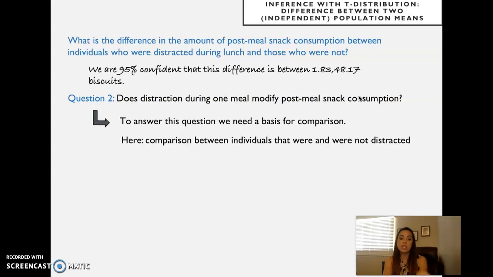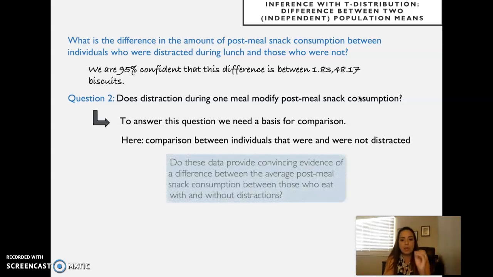Here, the comparison is between individuals that were and were not distracted, better than comparing to the recommended snacking portion, because this could or could not be equal to or similar to what the population at large consumes when they're not distracted.